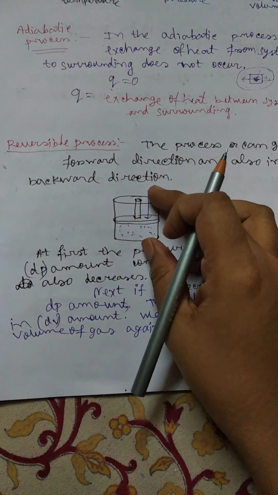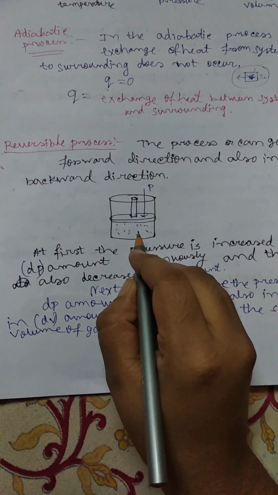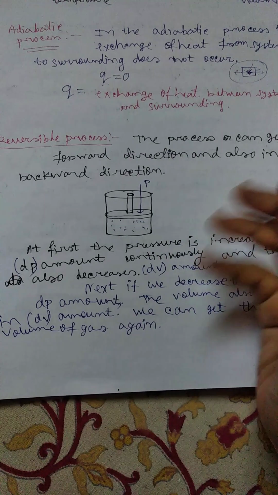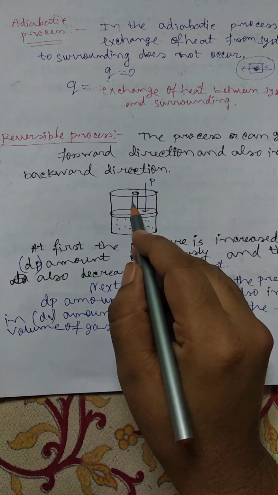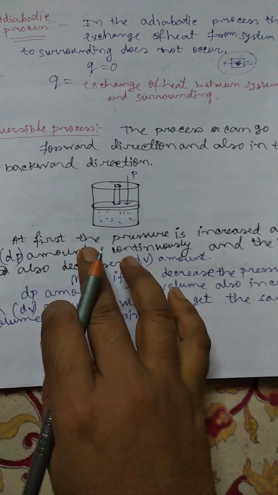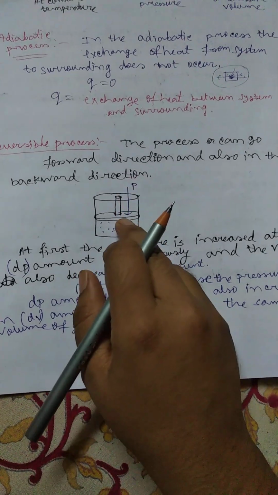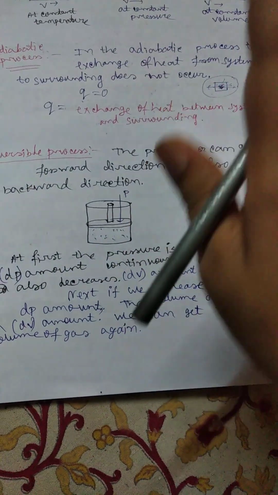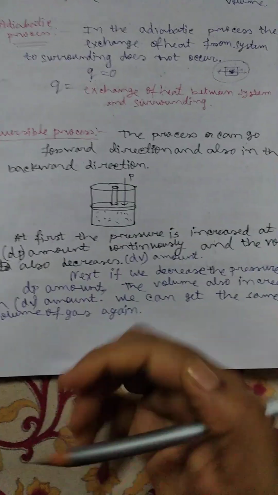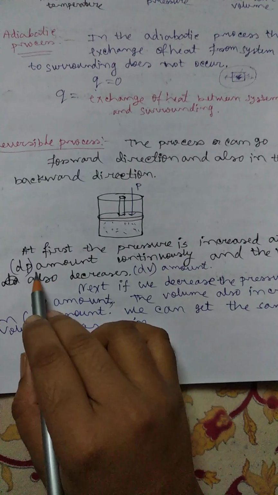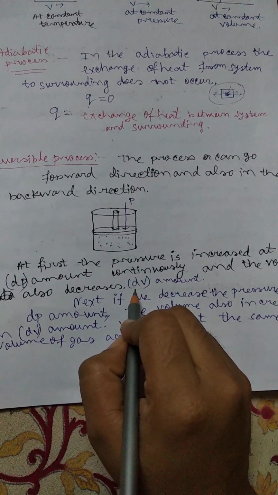First I have taken a box and here is a gas. The gas may be oxygen, chlorine, hydrogen, etc. Anyway, here is a piston I have taken in this box. At first I increase the pressure on the piston. I am pressing the piston and increasing the pressure P. The pressure is increased by a dP amount continuously and the volume also decreases by a dV amount.